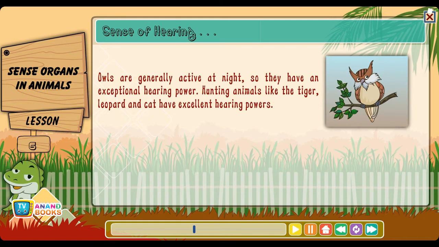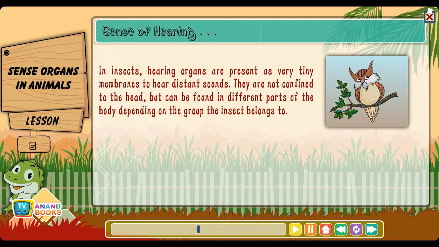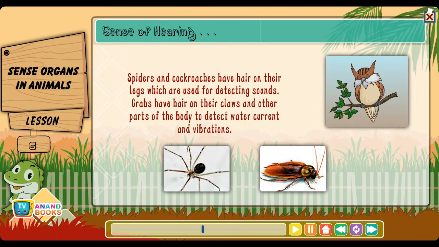Owls are generally active at night, so they have an exceptional hearing power. Hunting animals like the tiger, leopard and cat have excellent hearing powers. In insects, hearing organs are present as very tiny membranes to hear distant sounds. They are not confined to the head, but can be found in different parts of the body, depending on the group the insect belongs to. Spiders and cockroaches have hair on their legs, which are used for detecting sounds. Crabs have hair on their claws and other parts of the body to detect water current and vibrations.